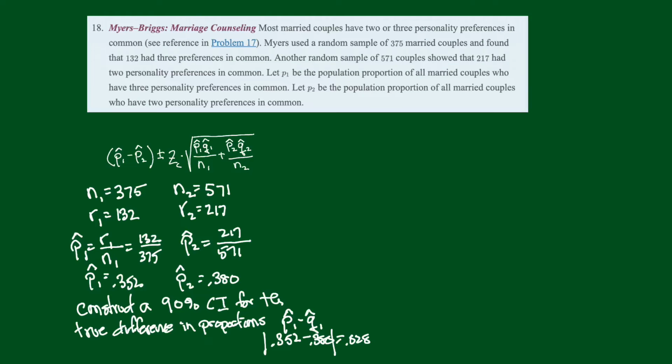Now I'm just going to go straight to the calculator. So on the calculator, maybe we know where to go now. I'm going to press the stat key, and then I arrow over to tests.